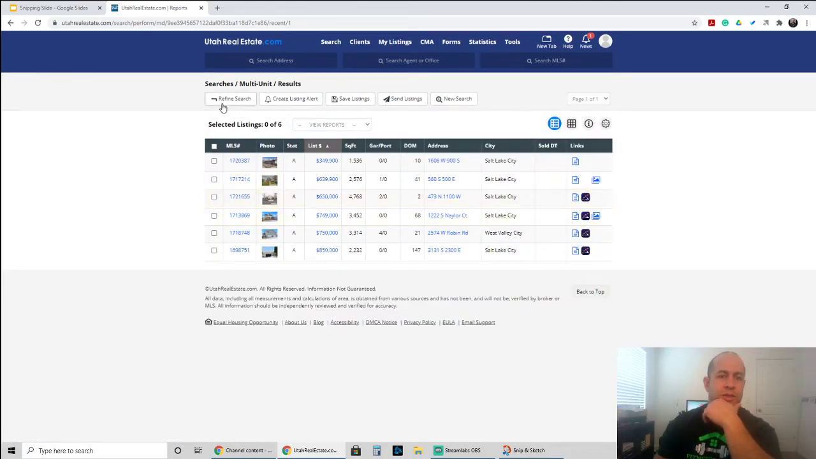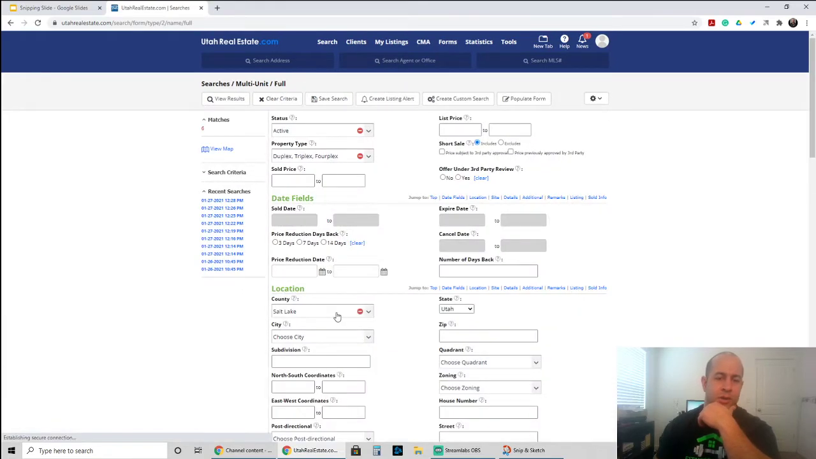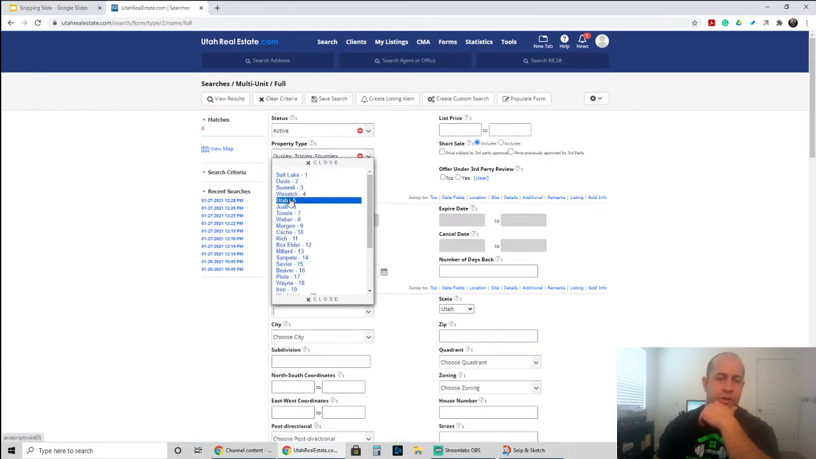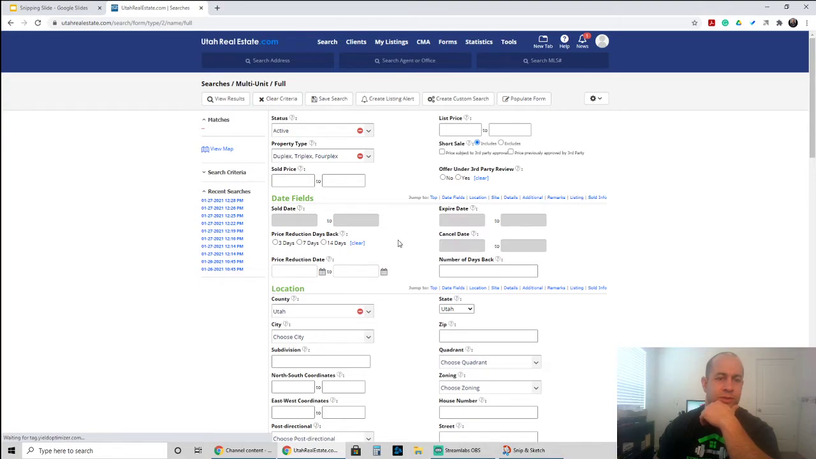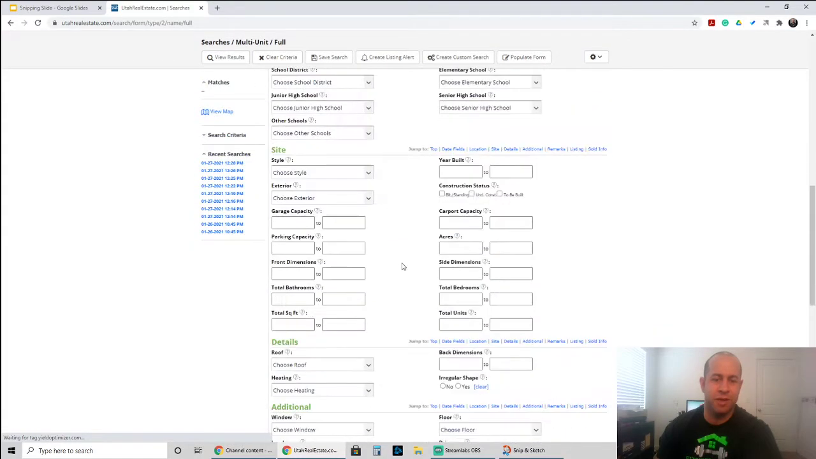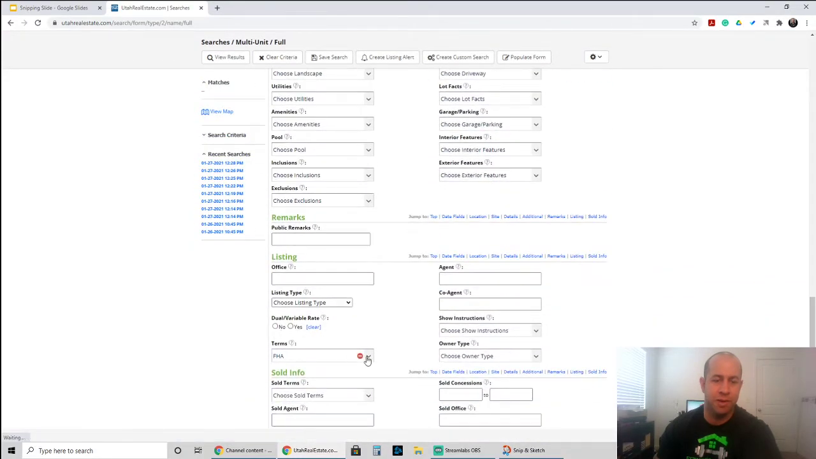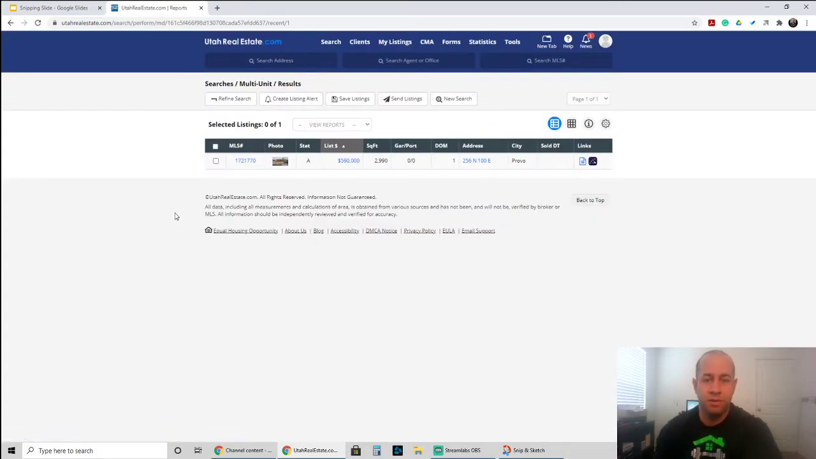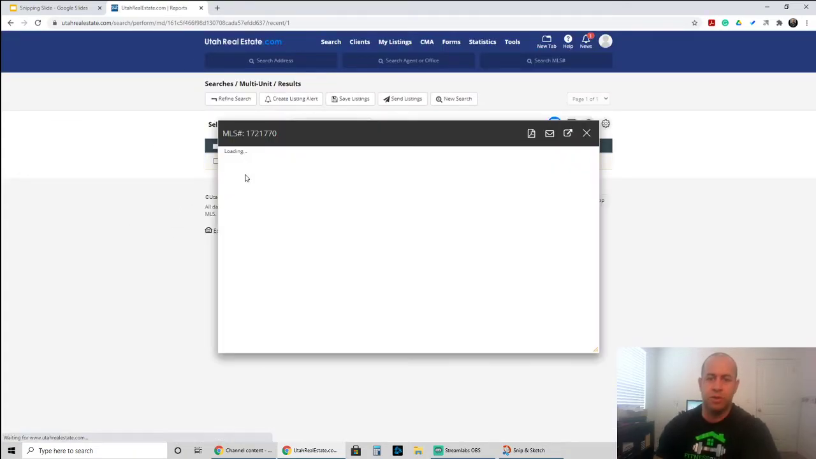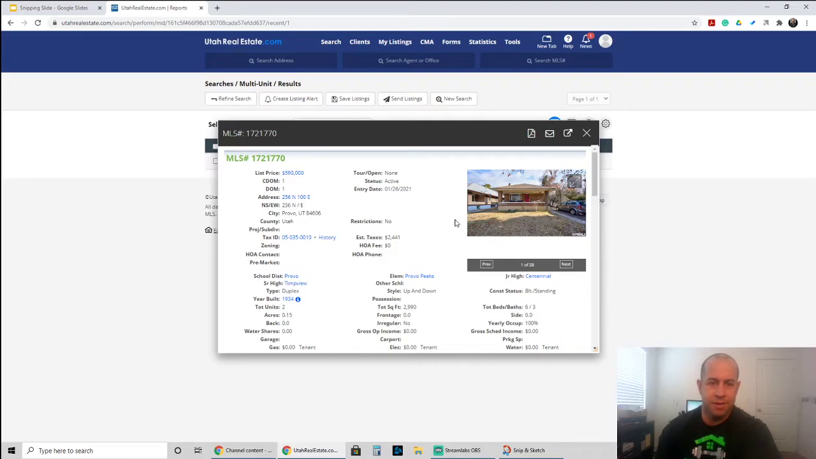Anyway, let's just refine and go back, and we'll do Utah County, sorry, and we'll see if there's anything else. All right, in Utah County, there's not an active duplex, tri, or fourplex that meets FHA requirements. Let's get rid of FHA. Oh, there's only one. So there's only one multifamily unit in all of Utah County that's active. Yikes.